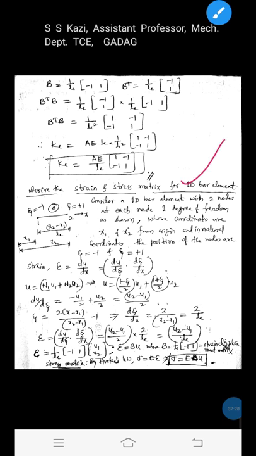These are all important derivations, my dear students. In the question paper you may be asked to derive the stiffness matrix for a 1D bar element, and also you may be asked to derive the strain and stress matrix for a 1D bar element. You follow this procedure and these notes to derive the matrices.